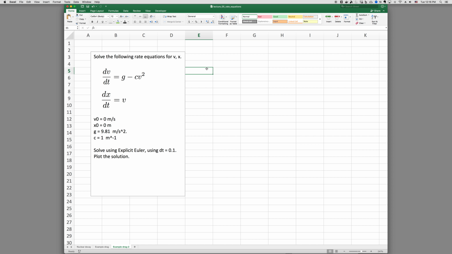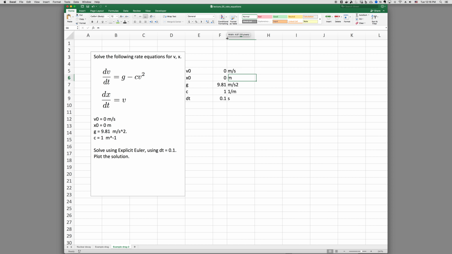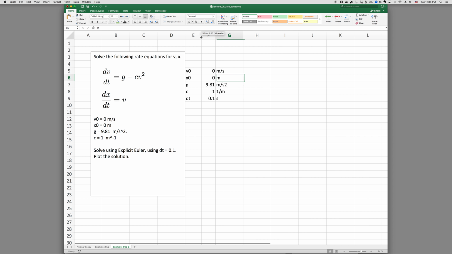So again, we set up our cells: v0, x0, g, c, dt. Put values for these: 0, 0, 9.81, 1, and 0.1. Give them their units: meters per second, meters, meters per second squared, 1 over meter, and seconds. And then we can set up our grid.